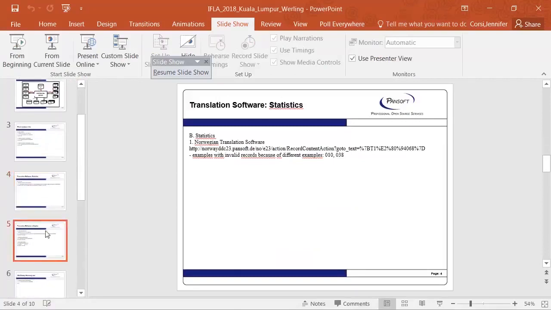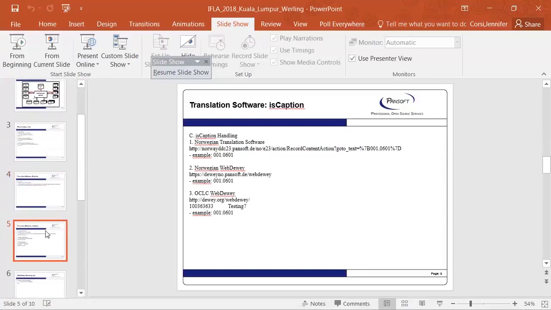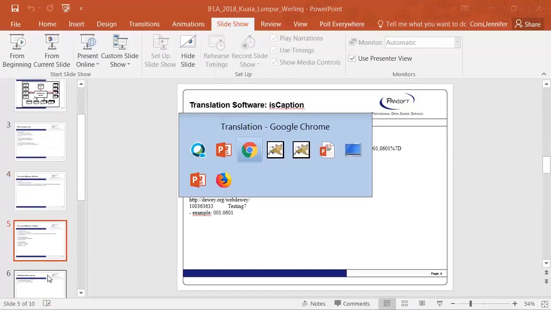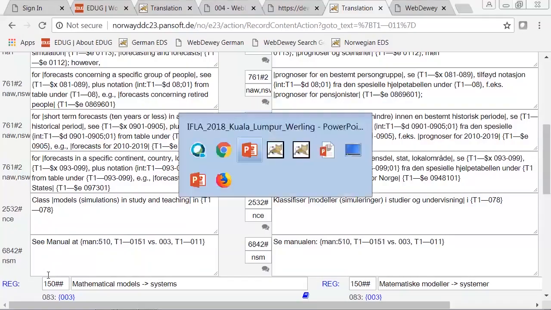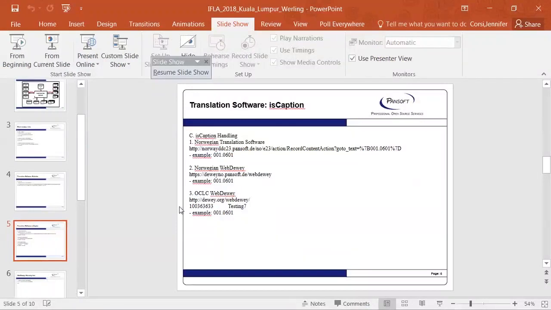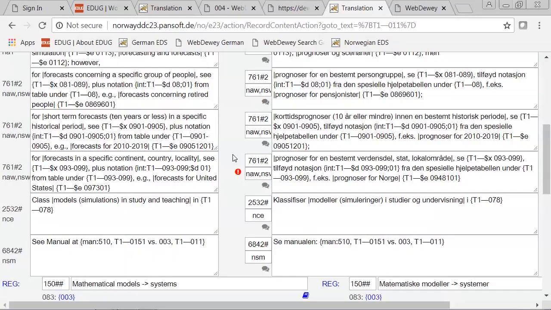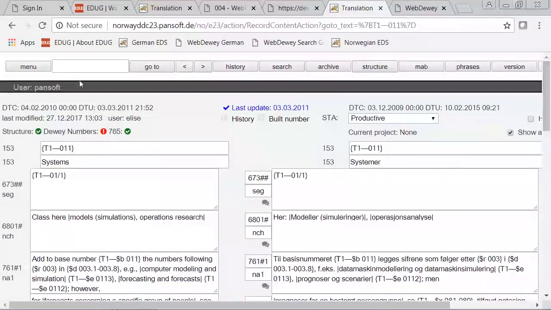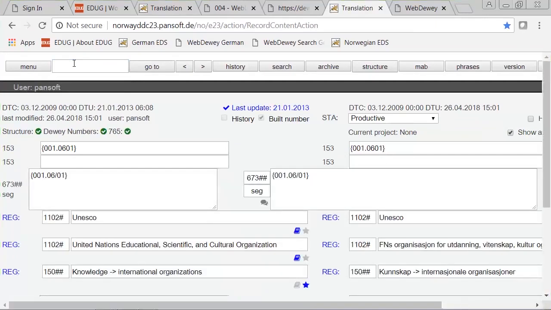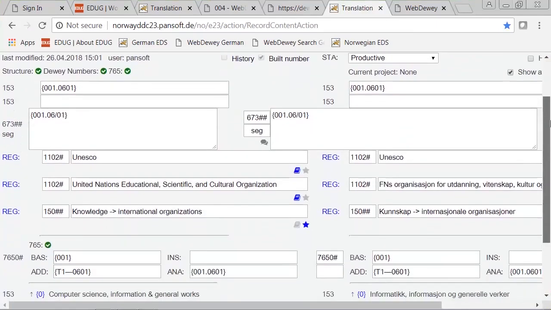So let's talk about more features. The next change in the translation software we implemented is the handling of the so-called is caption. Let me find that example again. So far, the translation software was not able to support the caption functionality of build numbers.